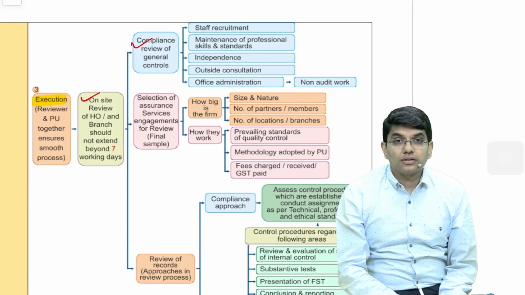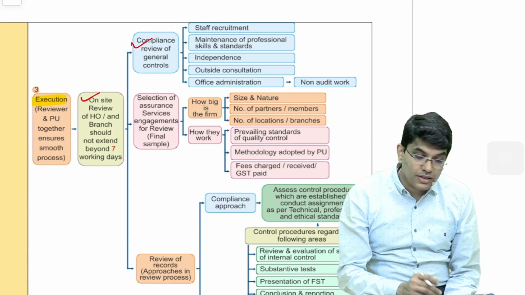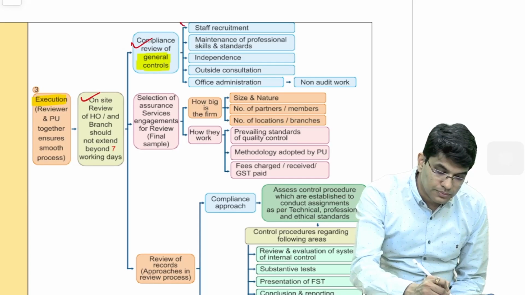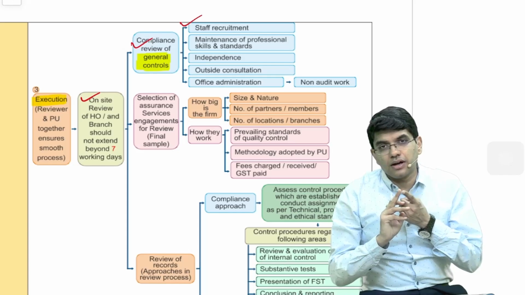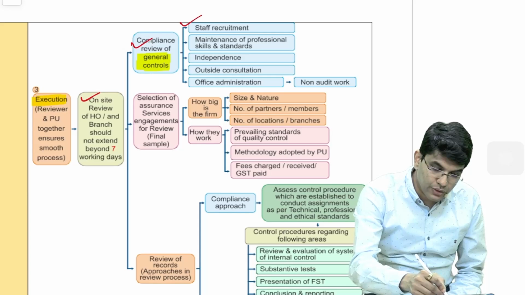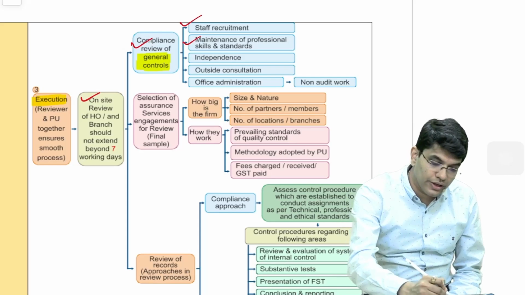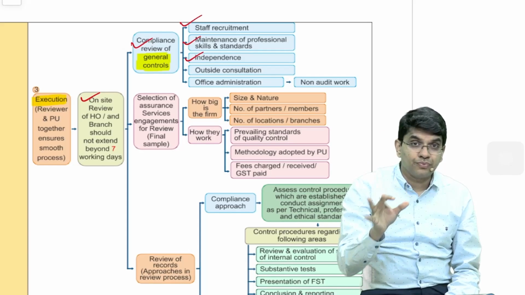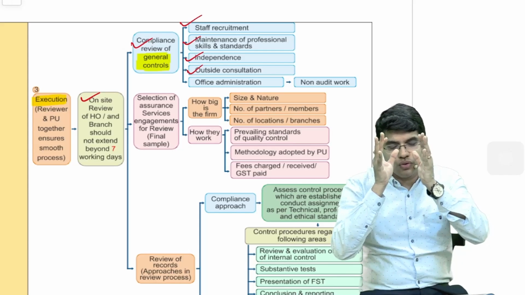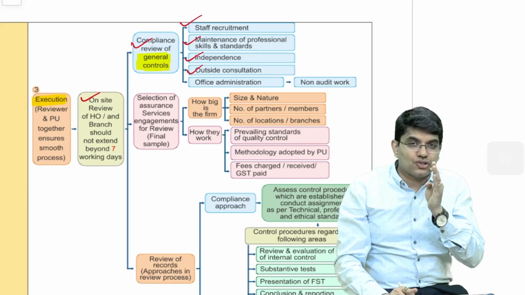Now, when we talk about what they are going to review, the first thing they are going to do is a compliance review of general controls. See, general controls are extremely important. So how do they ensure proper staff recruitment, how do they ensure their staff are trained for skills and standards, how do they maintain independence, and how do they ensure they get proper consultation when they are stuck in their work? So first staff will come, then they'll get trained, they'll go on audit, they should be independent. When they are stuck, they should get the consultation.